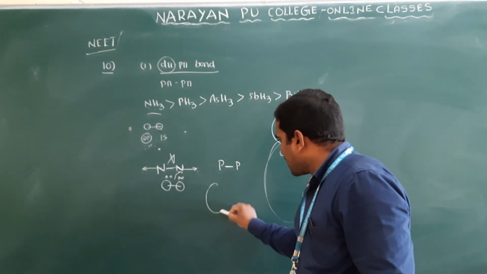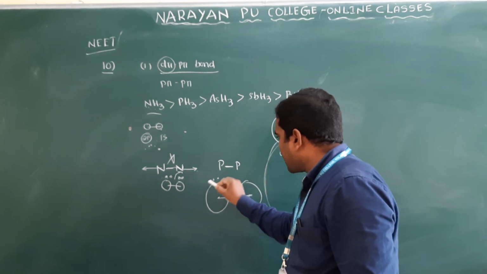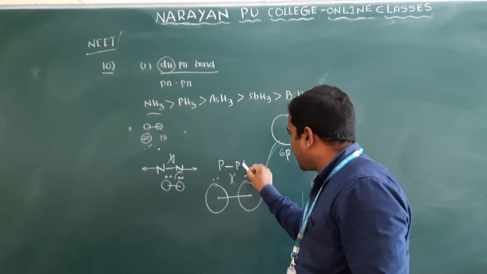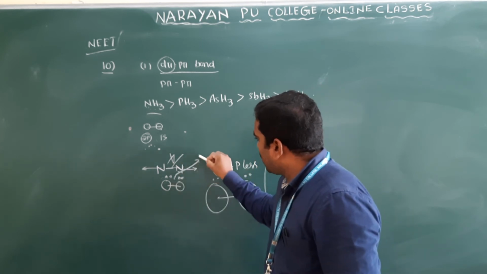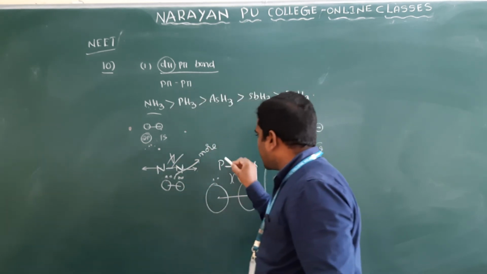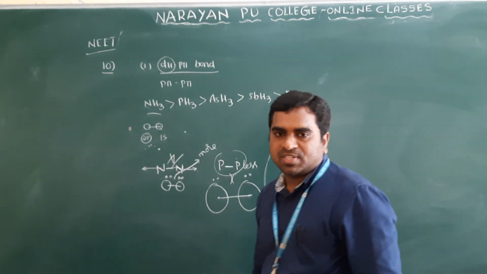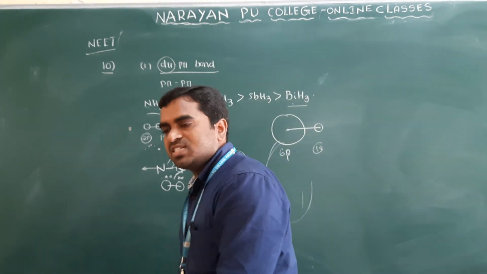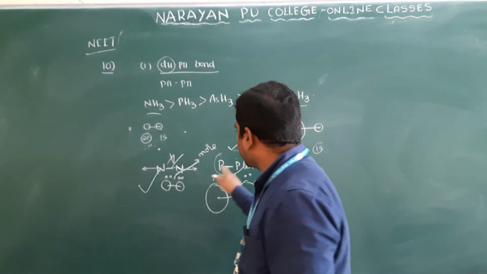But here, these are larger atoms. Larger atoms are somewhat away from each other compared to nitrogen, so there are fewer repulsions. Lone pair repulsions will be maximum in nitrogen–nitrogen, but lone pair repulsions will be less in phosphorus–phosphorus. So which one is weak? This one is weak and this one is strong.